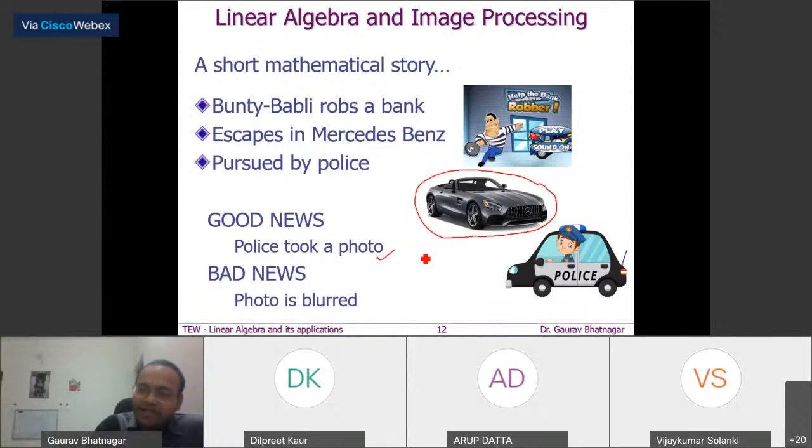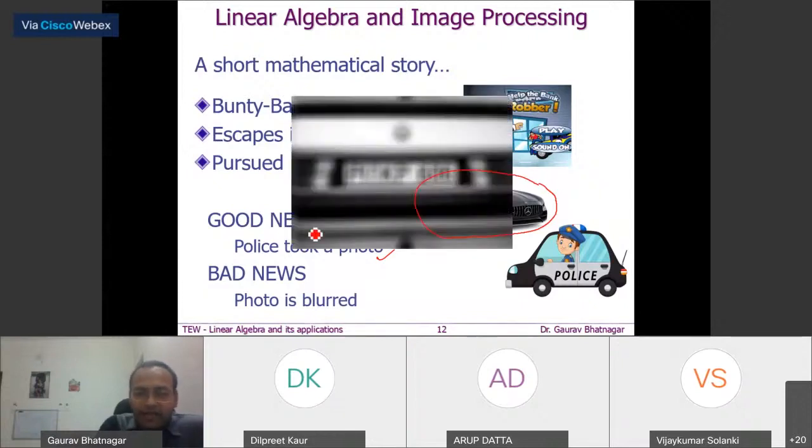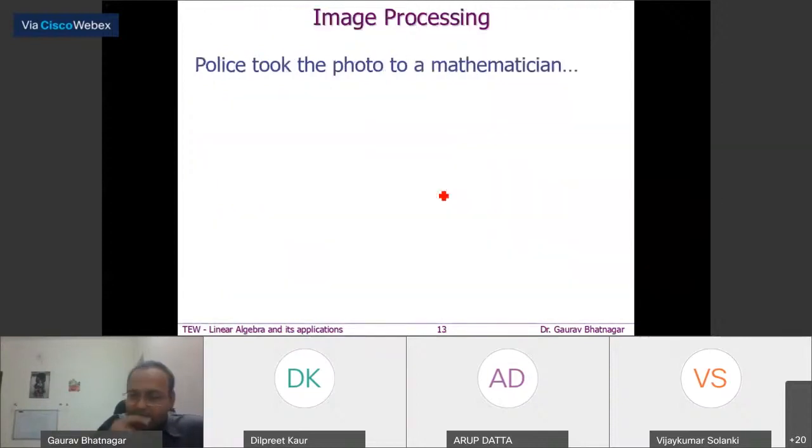So let me give you a very small glimpse of that photo. Let's say the photograph is something like this, where nothing is visible on the number plate. Now what the police did is search for a mathematician. They take this photograph to the mathematician and seek help, to see if the mathematician can extract the information, or the number, of that particular car.